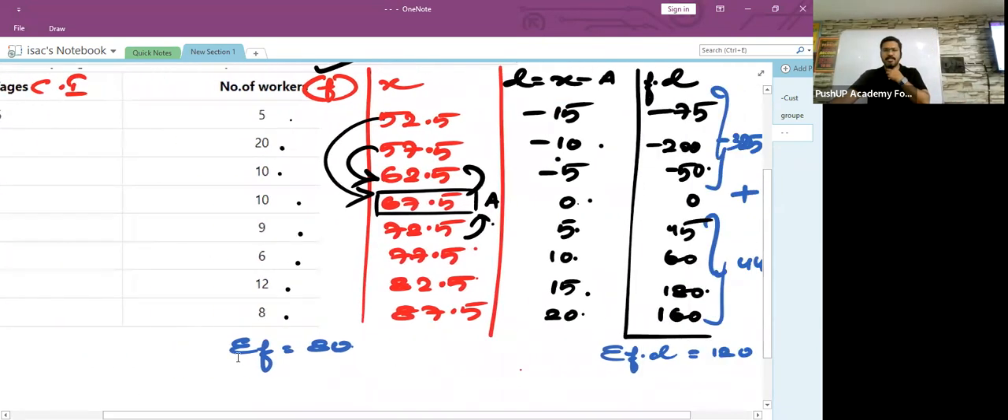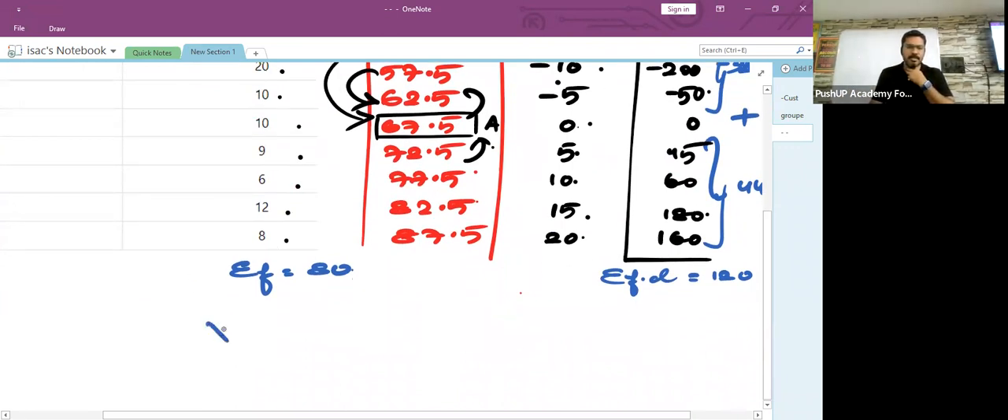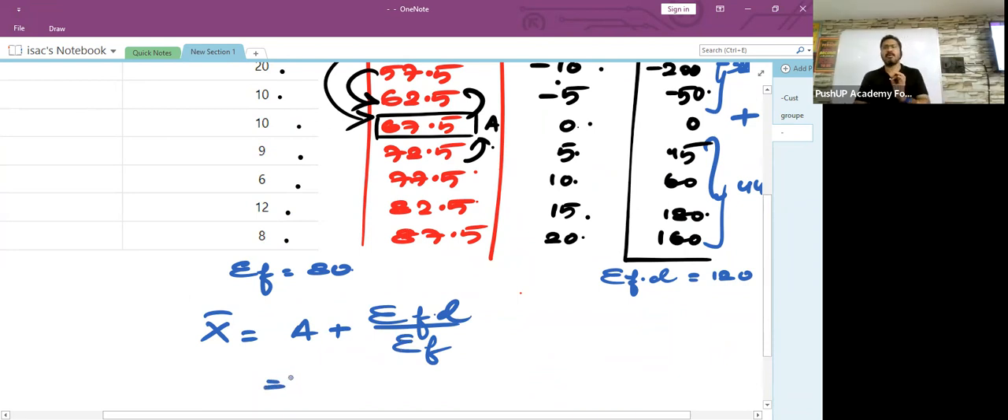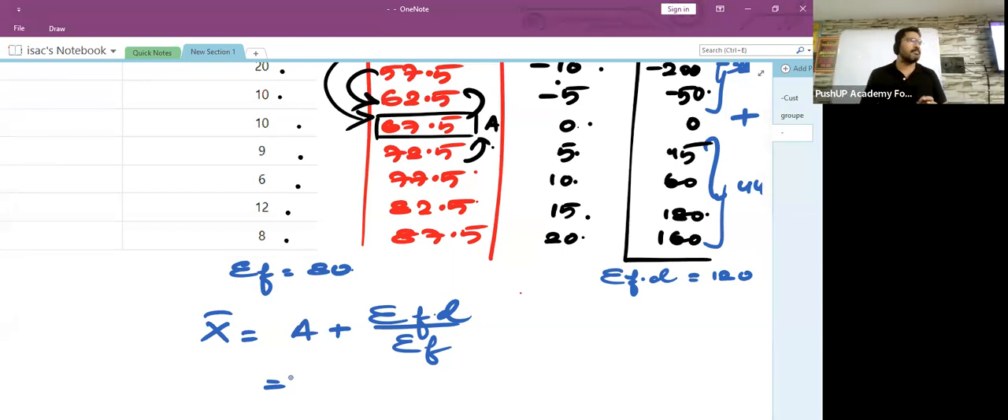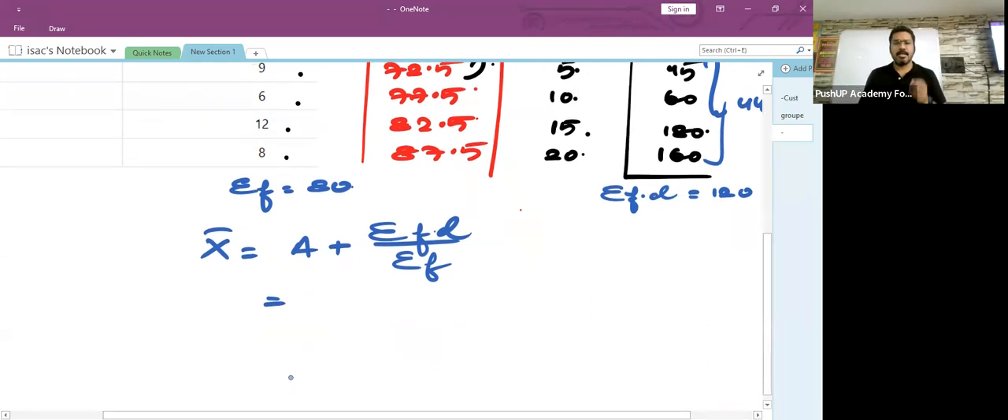I think everything is there. Let us find the average. X bar is equal to assumed mean plus sigma f into d divided by sigma f. Every time you solve a sum based on direct method, sorry, shortcut method, write down its formula. Be it direct method, shortcut method, or step deviation method, write down the formula. That is the norm which you have to follow during board paper.